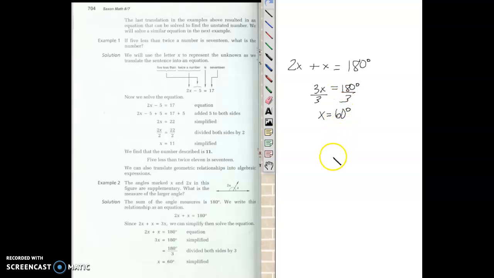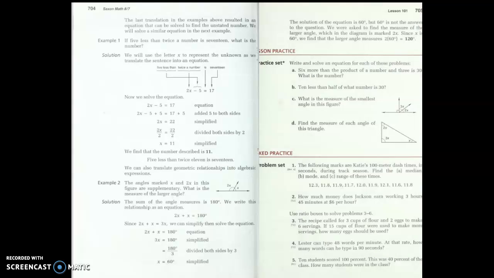All right, so you just translated something that is geometric in nature into algebra, and that's going to be a huge, huge skill that you're going to use as you go into algebra and then into geometry. All right, let's drag this away.